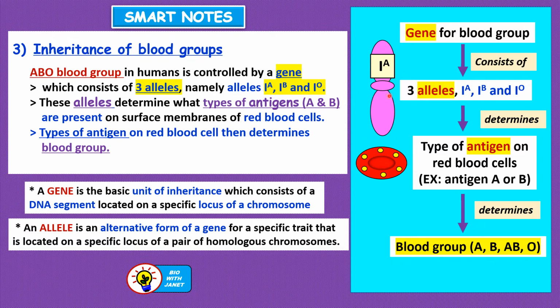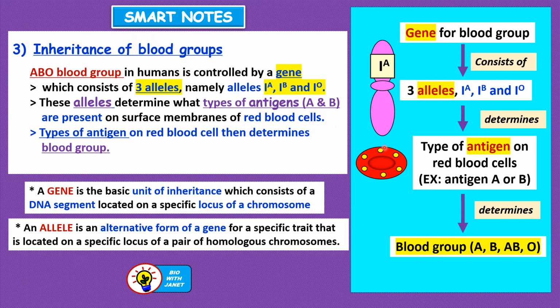okay? So here you see a picture of a chromosome, and this is actually chromosome number 9, that carries the gene for blood group on it, right? So here I show a picture of chromosome number 9 with the allele IA. Now, there are 2 more alleles, IB and IO, right? All these alleles determine what types of antigens, whether it's antigen A or B, are present on the surface membranes of red blood cells.